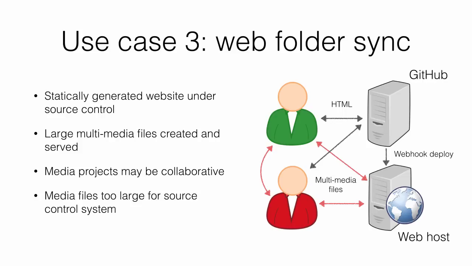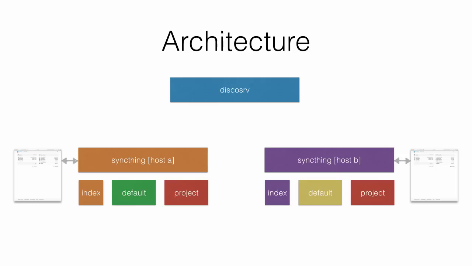So now, with an idea of the use cases in mind, let's take a look in more detail at the architecture of Syncthing. Syncthing has two primary components: a peer-to-peer client and an optional peer discovery server. The discovery service, the delightfully named DiscoServe, functions as a sort of DNS server. Its only role is to keep track of the IP address of a client.